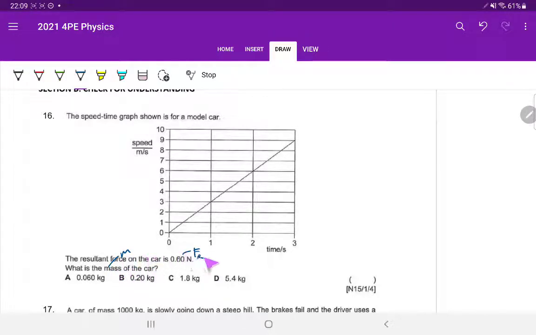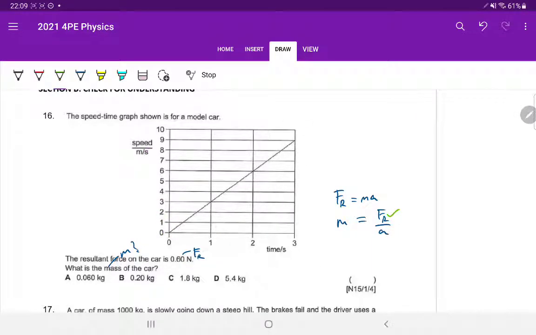So just by looking at these two letters, which is a very good habit that I encourage you all to do, mark the symbols of the things that they're asking you to find or they give you. You should know that F_R and m, you're definitely going to be using F_R equals to ma. To find the mass, you're going to do F_R over a. You have F_R, but you still need acceleration.